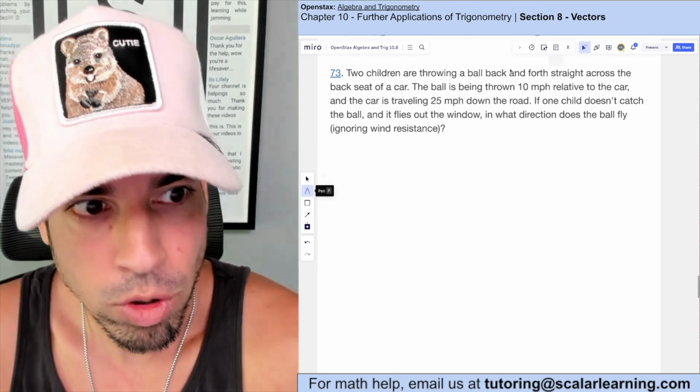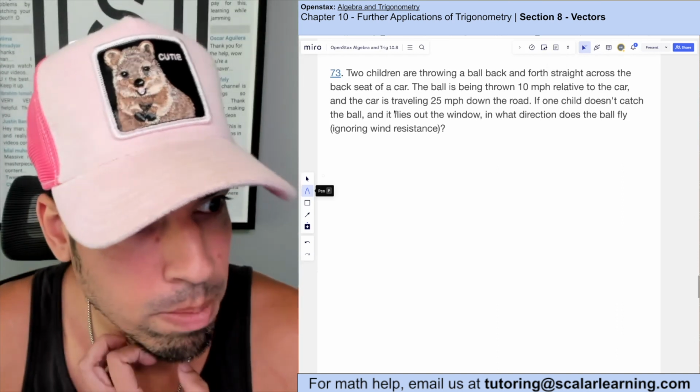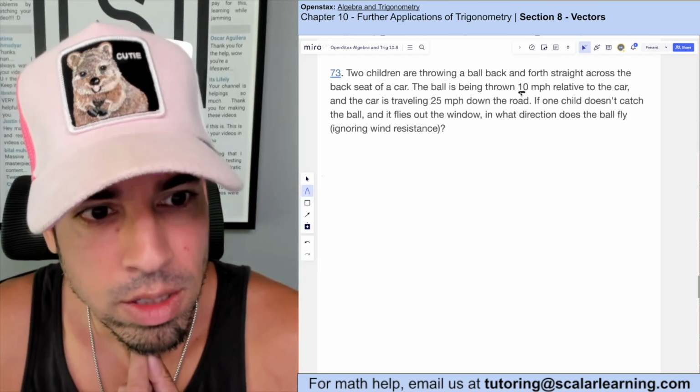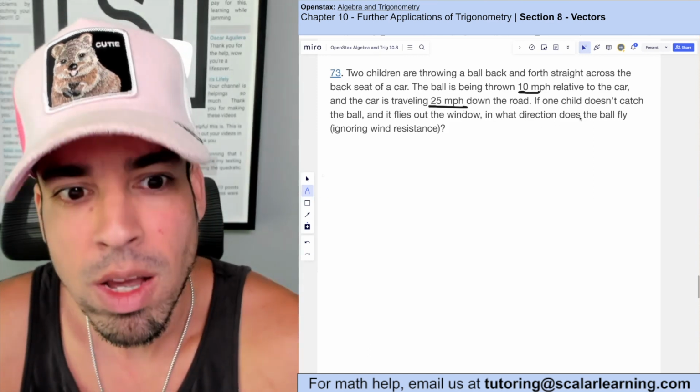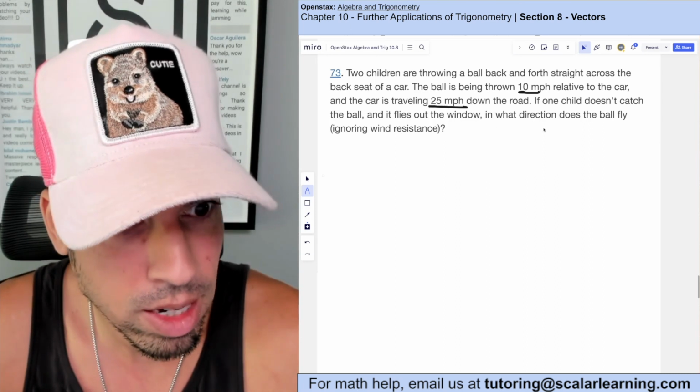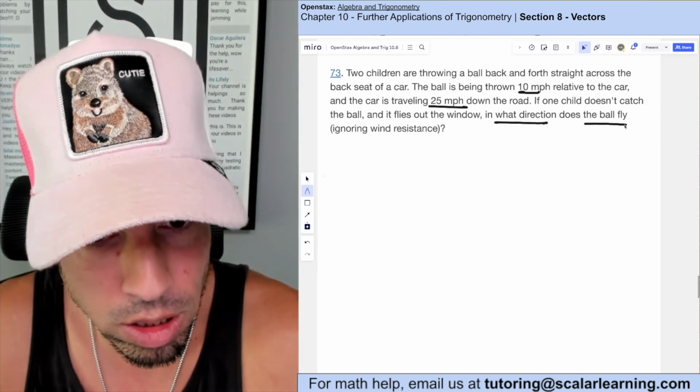Done. Two children are throwing a ball back and forth straight across the back seat of a car. The ball is being thrown 10 miles per hour relative to the car, and the car is traveling 25 miles per hour down the road. If one child doesn't catch the ball and it flies out the window, in what direction does the ball fly, ignoring wind resistance?